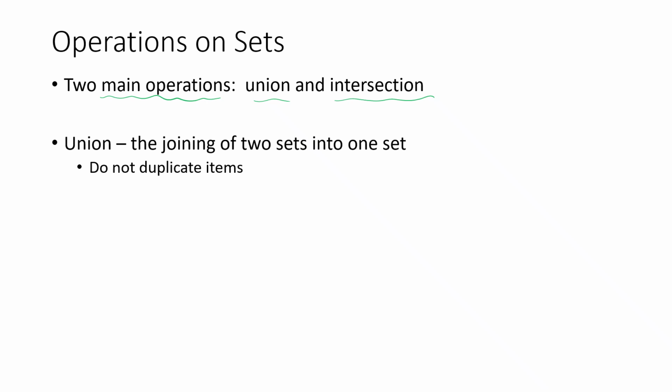And even if your name appears on more than one list, there's still only one of you. So you don't get listed, you don't get put into the classroom twice. So we never duplicate items. I'll show you what I mean when we do an example.